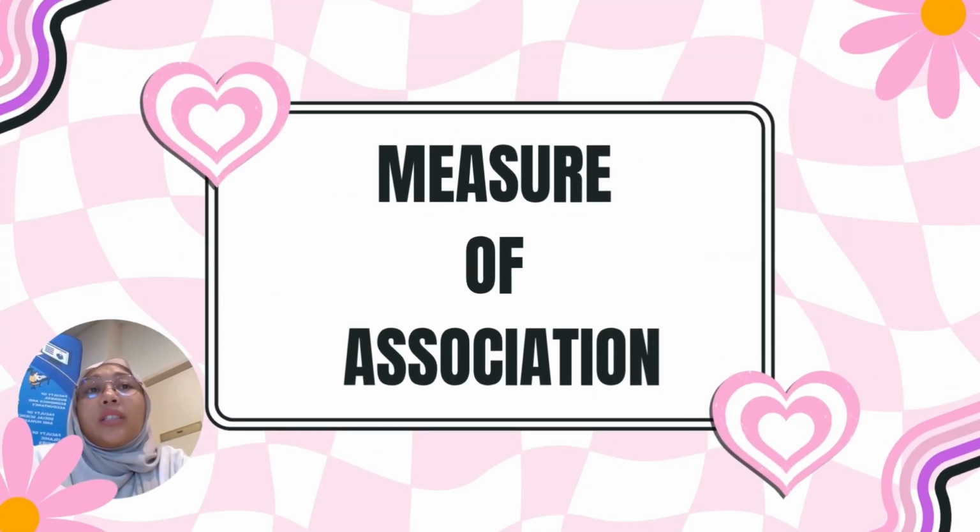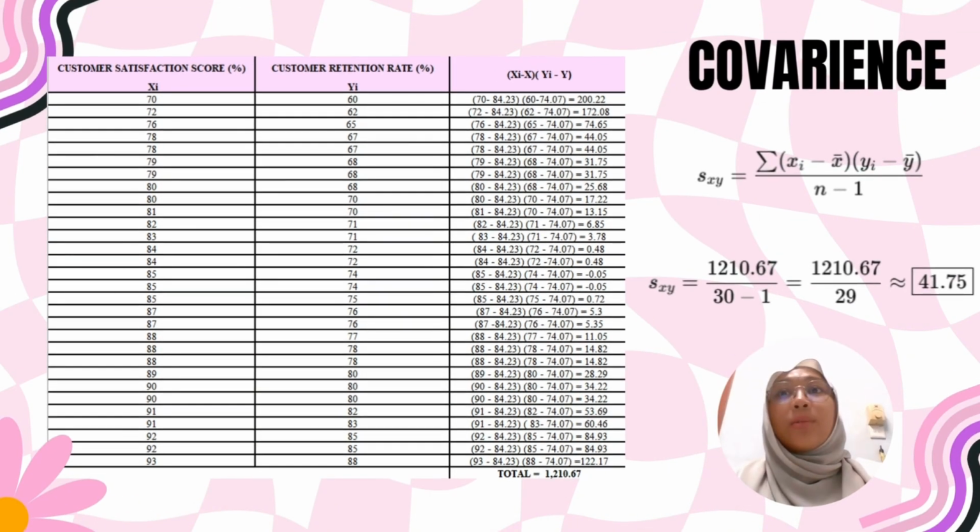This part will be focusing on measure of association between two key metrics, which are customer satisfaction score and customer retention rate. In this part, we're going to break down how to calculate covariance. Covariance is a statistical measure that helps us understand how two variables change together. In simpler terms, it shows if increases in one variable tend to correspond to increases or decreases of another variable.